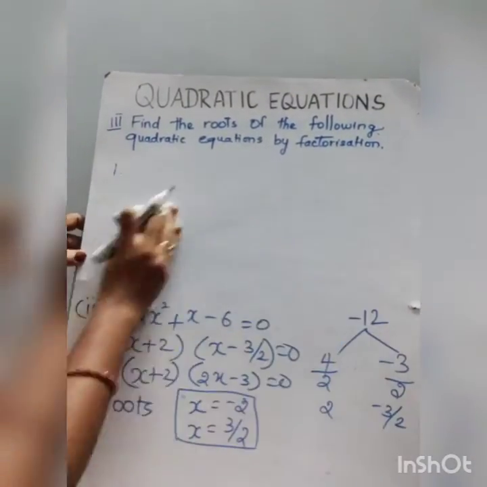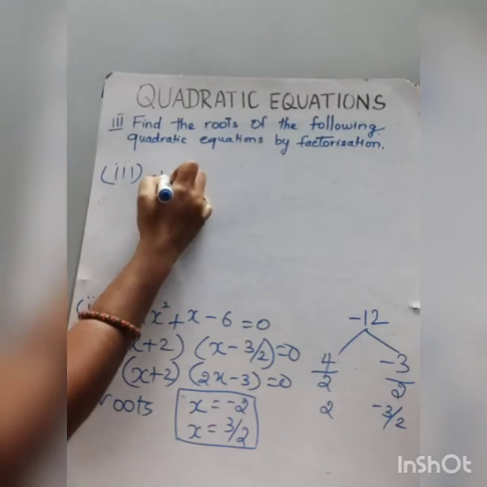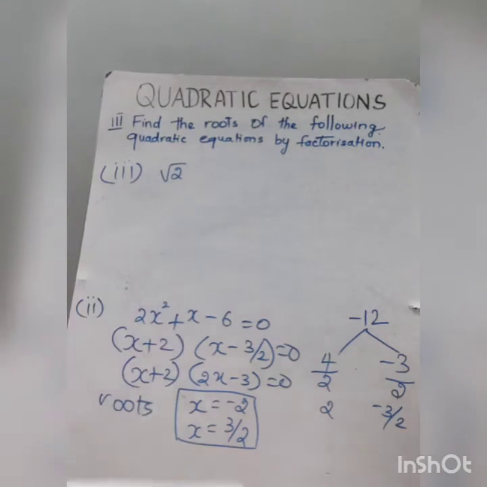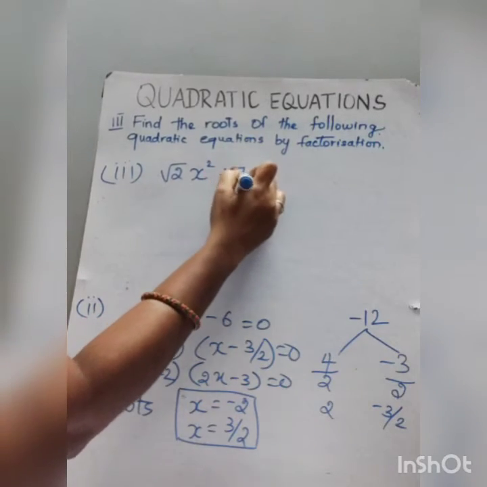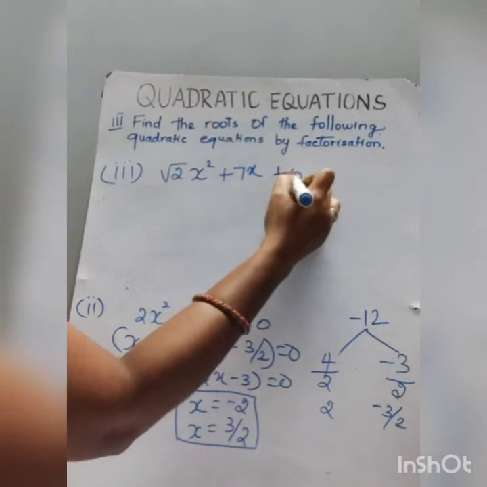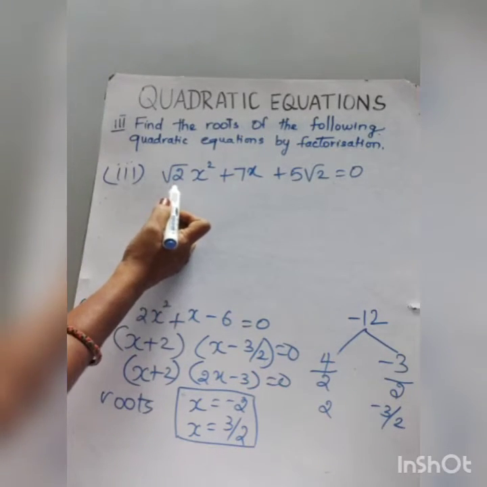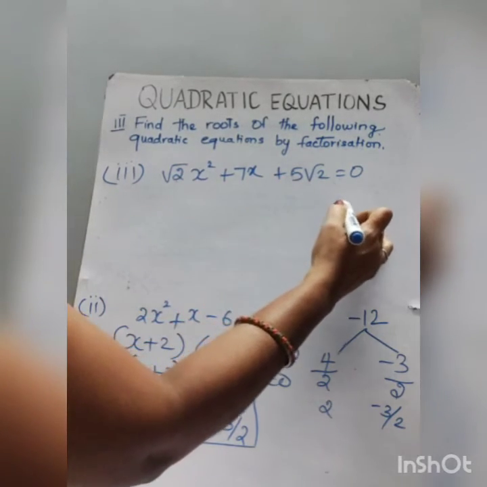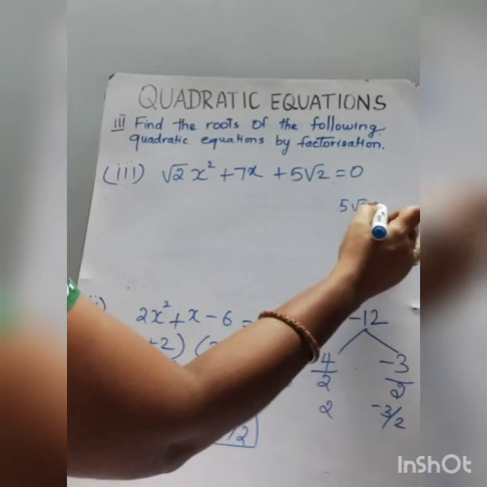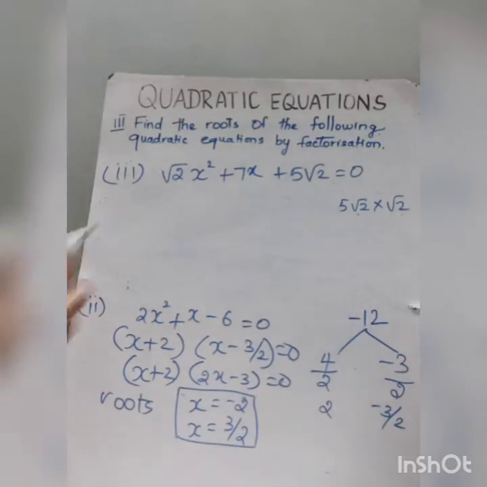Now we will see the third example, which is root 2 x square plus 7x plus 5 root 2 equal to 0. Similarly, now the coefficient of x square is root 2 and the constant term is 5 root 2. Root 2 into 5 root 2: root 2 into root 2 is 2, and 2 into 5 is going to be 10.